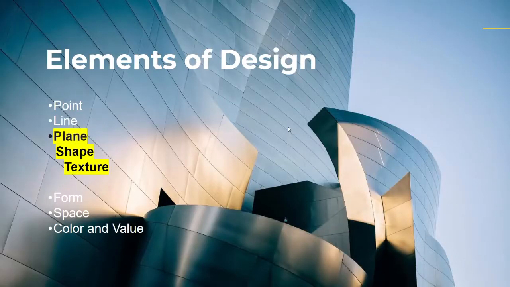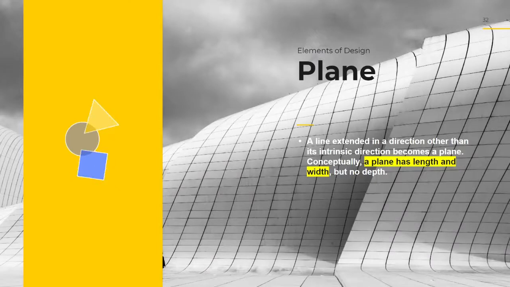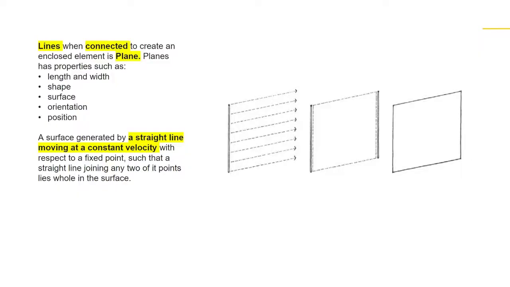Okay, we're now moving on to plane, shape, and texture. So, elements of design, you have your plane. A line extended in a direction other than the intrinsic direction becomes a plane. Conceptually, a plane has length and width but no depth. Lines when connected to create an enclosed element make a plane. Planes have properties such as length and width, shape, surface, orientation, and position.